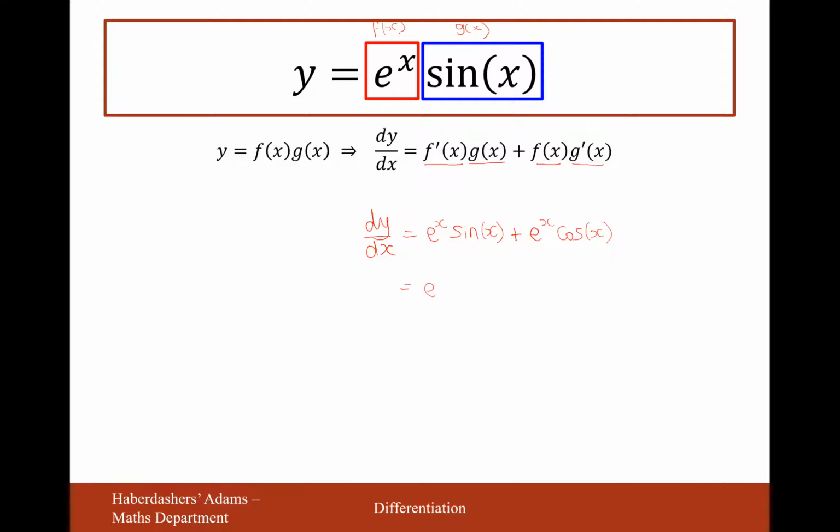What we might want to do in a final answer here is just factorise out e to the x. And there we have it, a simplified final answer. So this is a use of the product rule in this case. We can clearly see it's the product rule because we have two functions that are being multiplied together. E to the x multiplied by sine x. One function is not inside the other function, it's just the function e to the x next to the function sine x, which means they're multiplied together.